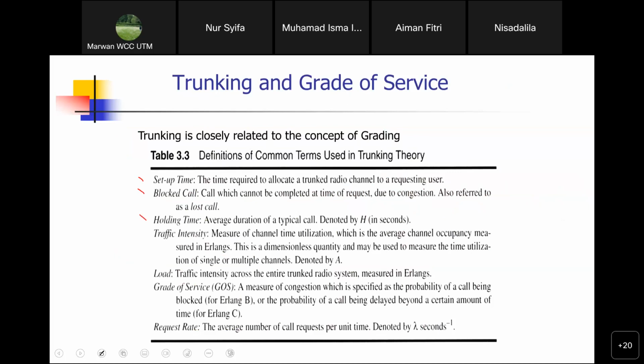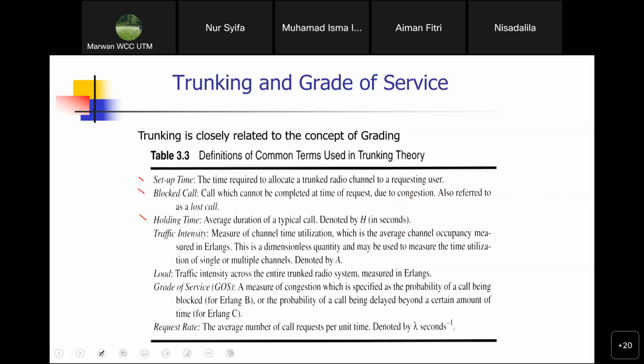Holding time is how long the user will use the physical channel. Once you make a phone call, how long do you talk? Three minutes, five minutes, ten minutes, on average. Certain areas have different holding times. If you go to a university area, maybe the holding time is longer compared to an office area. In an office area, sometimes they want to limit the number of calls, they need to entertain a lot of customers. So it depends on the area, and holding time per area is going to be different.